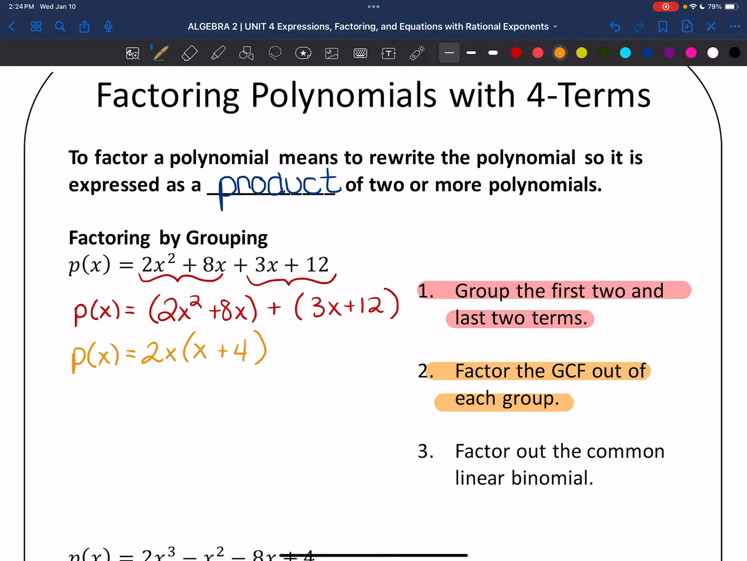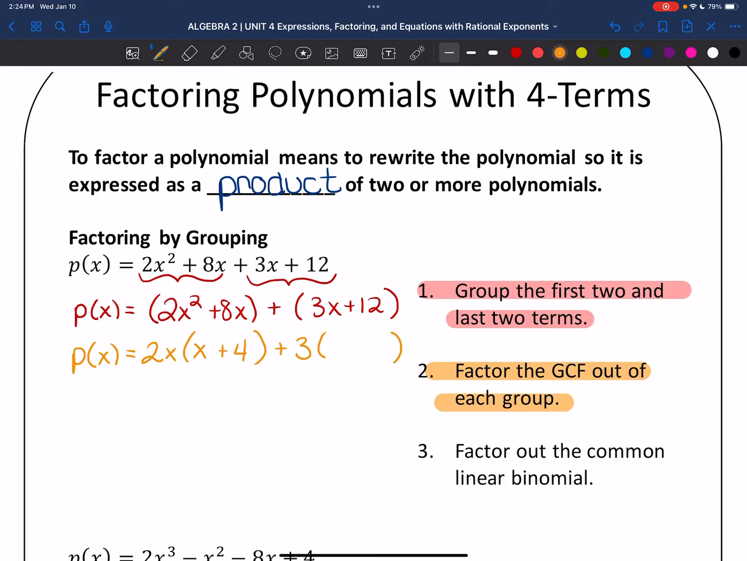And we want to now do the same thing with the second grouping. So what can divide into 3x and 12? What's the greatest common factor there? Well, the greatest number would be a 3. And then could we divide out a variable from both? No, we can't, because this second term doesn't have a variable. So our greatest common factor from that group is 3.